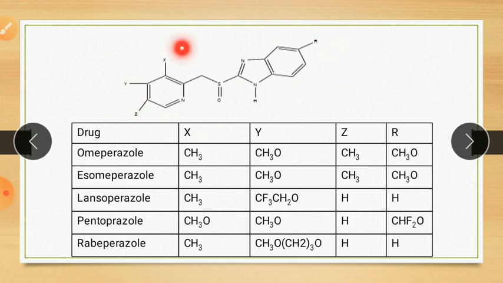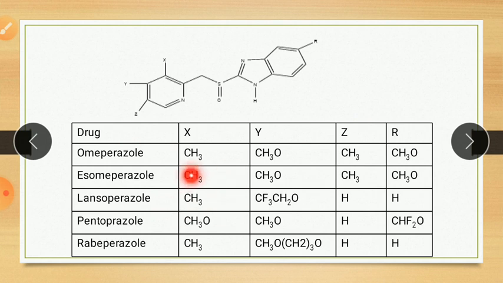So here there is X, Y and Z, and here is R. Based on these substituents, there are 5 proton pump inhibitors available in the market. Omeprazole, where X equals CH3, Y equals methoxy group, Z equals CH3 group, R equals methoxy group. Similarly, esomeprazole has the same groups, so it is an isomer. Omeprazole and esomeprazole are isomers of each other, so the same groups are there.